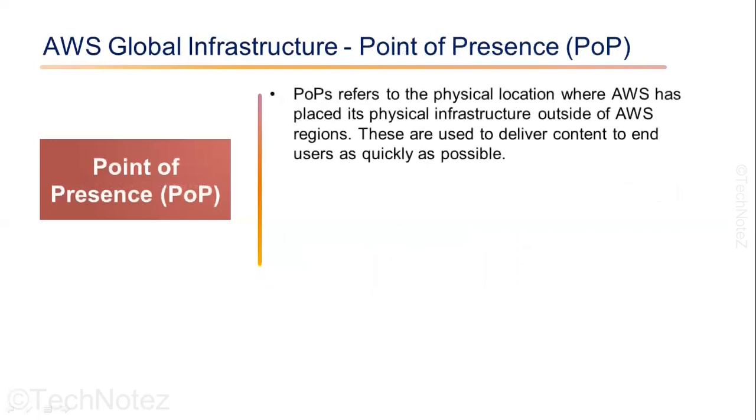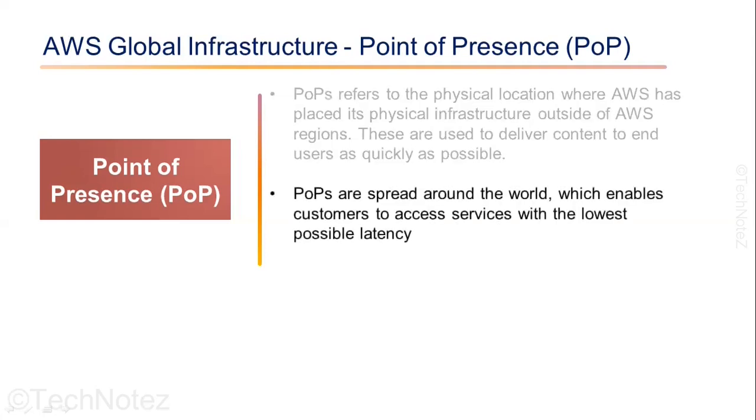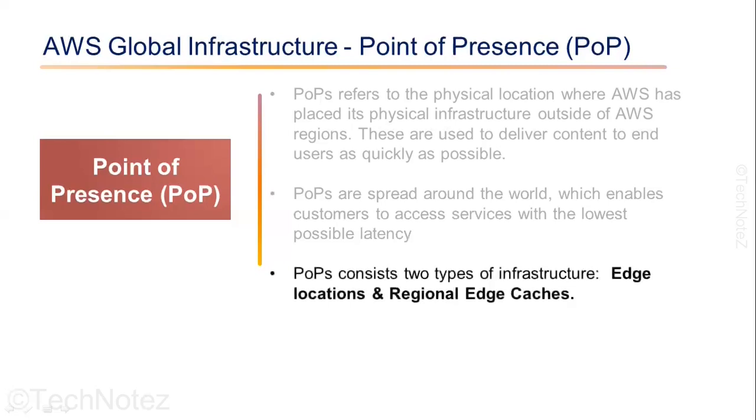AWS Points of Presence refers to the physical locations where AWS has placed its infrastructure outside of AWS regions. The Points of Presence are connected to the AWS regions with a high-speed network to provide access to AWS services. Points of Presence are spread around the world, which enables customers to access the services with the lowest possible latency. You can think of AWS Points of Presence as a gateway to the cloud. They allow customers to access services such as Amazon EC2, S3, and RDS from any location with low latency, high throughput, and high availability. Within the overall Points of Presence, there are two types of infrastructure: edge locations and regional caches.